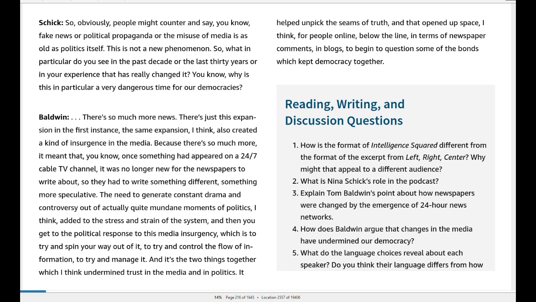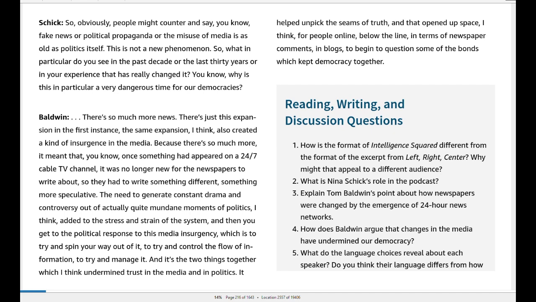Baldwin: There's so much more news. There's just this expansion in the first instance. The same expansion, I think, also created a kind of insurgence in the media. Because there's so much more, it meant that, once something had appeared on a 24/7 cable TV channel, it was no longer new for the newspapers to write about, so they had to write something different, something more speculative. The need to generate constant drama and controversy out of actually quite mundane moments of politics, I think, added to the stress and strain on the system.